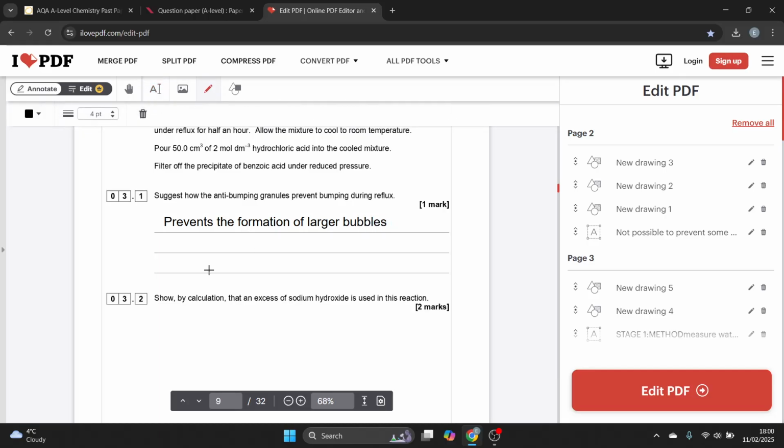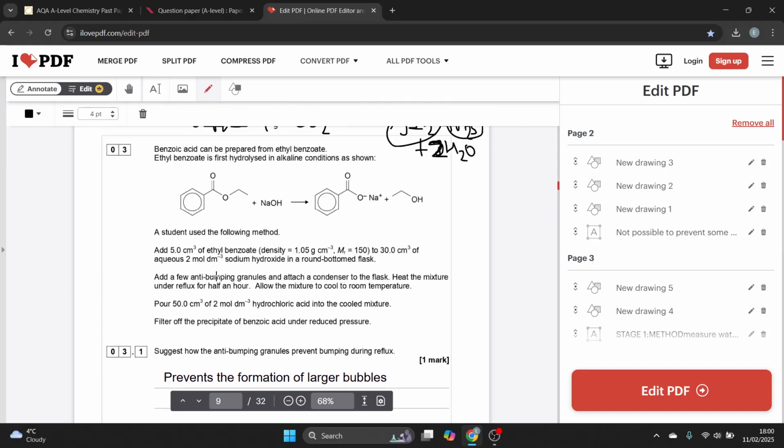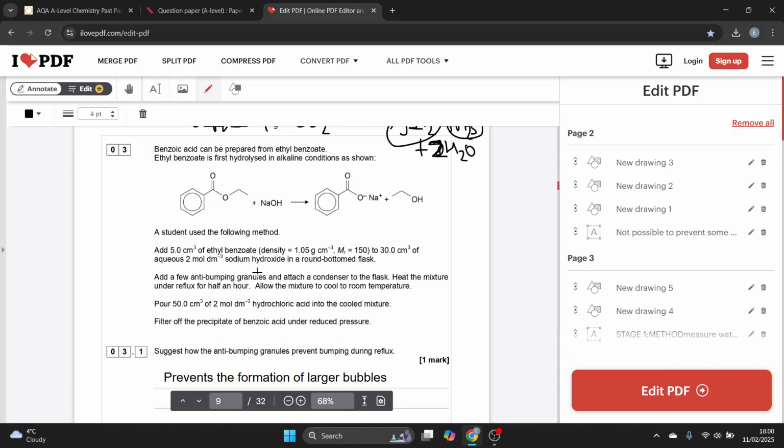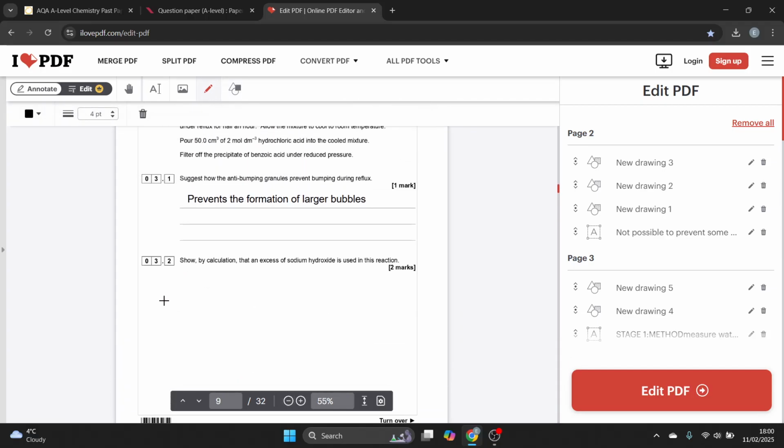Show by calculation that an excess of sodium hydroxide is used in this reaction. So there's a lot of information, but it says benzoic acid can be prepared from ethyl benzoate. First hydrolyzed, add 5 centimeters cubed of ethyl benzoate to 30 centimeters cubed of aqueous 2 moles sodium hydroxide in a round bottom flask. I want to show that excess sodium hydroxide is used. So first thing I'm going to do is calculate the moles of sodium hydroxide. And don't be fooled, it's 2 marks, so it's not going to be that many steps.